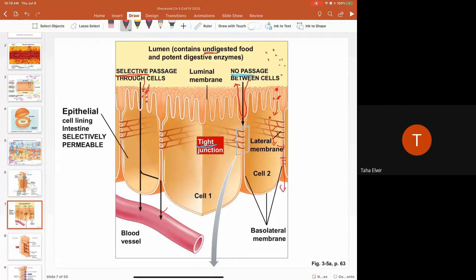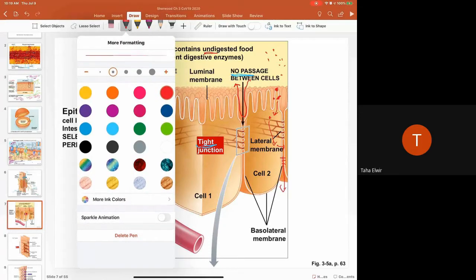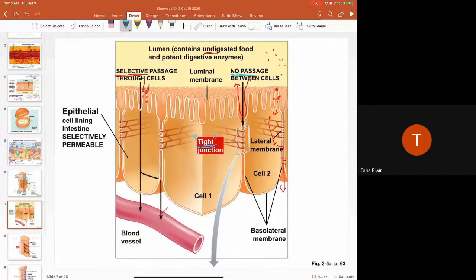So tight junctions are supposed to be tight, but sometimes they get messed up. And we'll talk about that in 302. So tight is, I guess you would say, relative. So put some little quote marks there. They're tight, but they can become loose, and then you do get things going through the intercellular pathway.